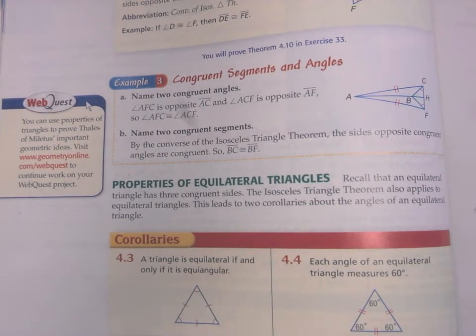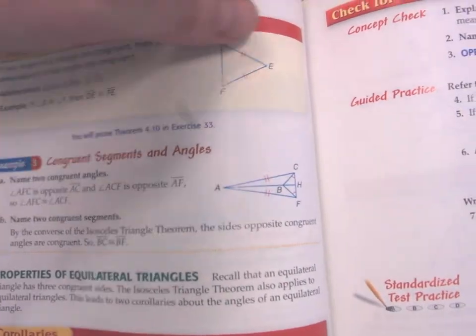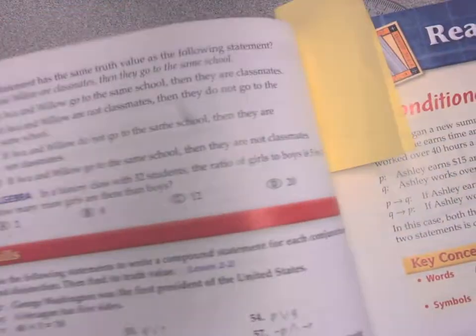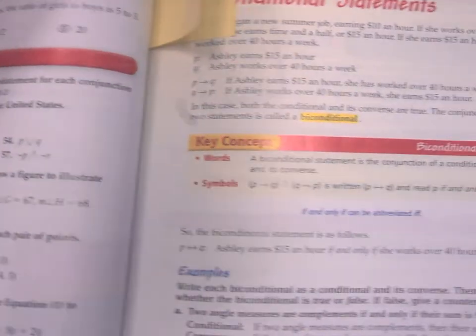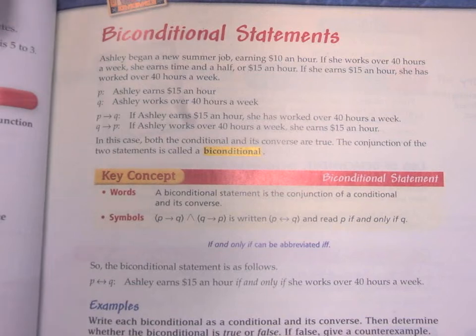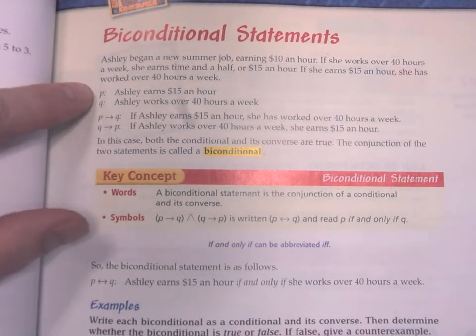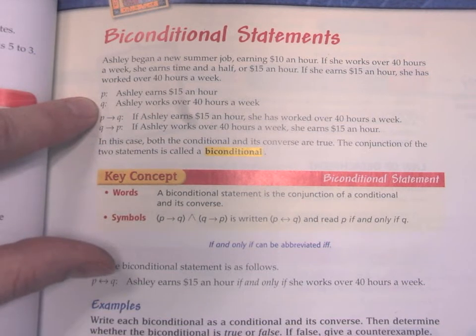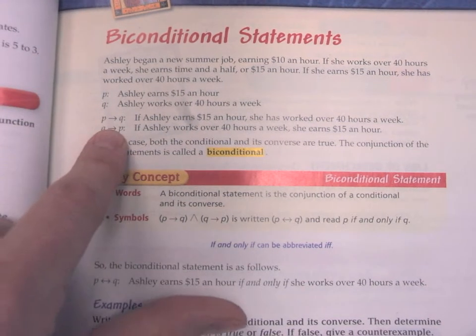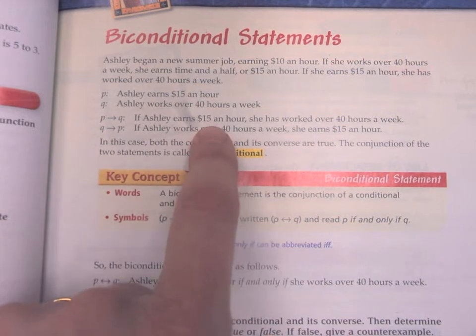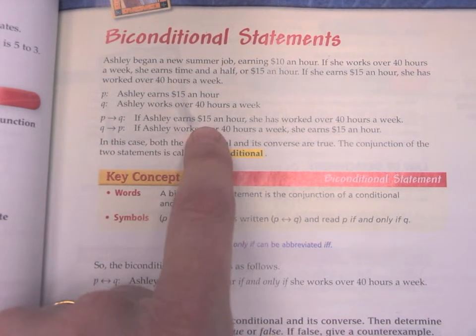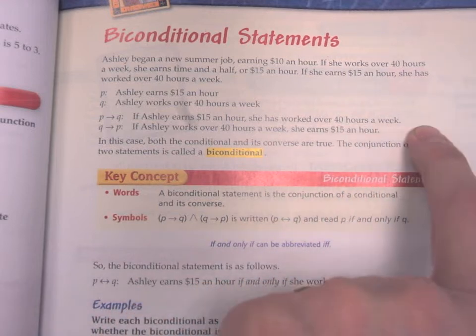If and only if is the language of what we call a biconditional statement. So we're going to take a look at biconditional statements for a second. This is on page 81, and that's written down in your assignment as well. On this page, you learn what a biconditional statement is. Let's look at an example. Notice that we have two statements: Ashley earns $15 an hour, and Ashley works over 40 hours a week. If P then Q is a conditional that says if Ashley earns $15 an hour, then she works over 40 hours a week.